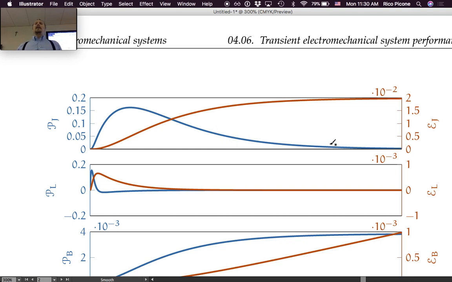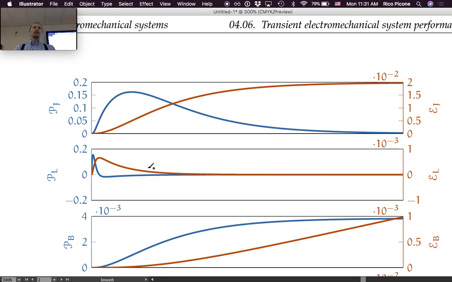Then the torque's going to decrease, remember, over time once it gets closer to its final velocity. So it starts to slow down, and that's what brings the power back down to zero. But this is essentially charging up the flywheel, right? It's charging up the inertia. And that's this energy that happens here. So this is 2 times 10 to the negative 2 joules that accumulate in the flywheel, in the inertia.